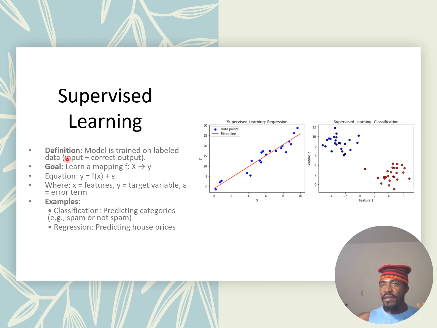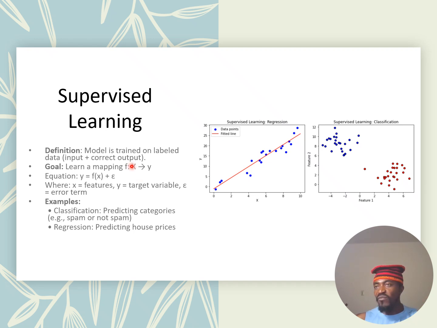Labeled data here, what I mean is that for every corresponding input, there is a correct output. Like the house price prediction that we did see yesterday, for every square foot of a house, there was a corresponding price for it. That is a good example of supervised learning.